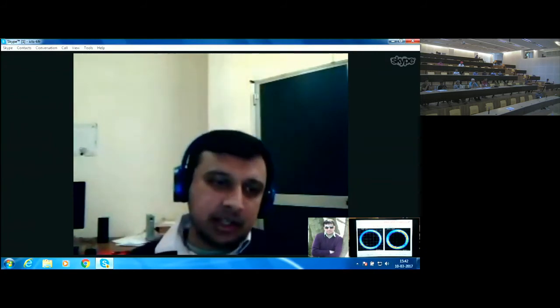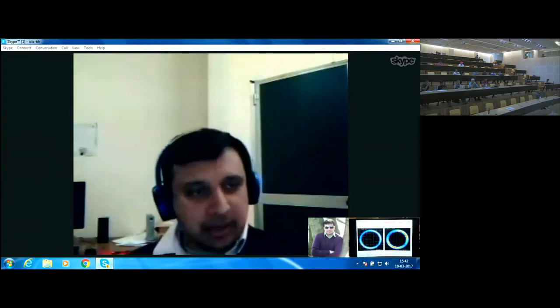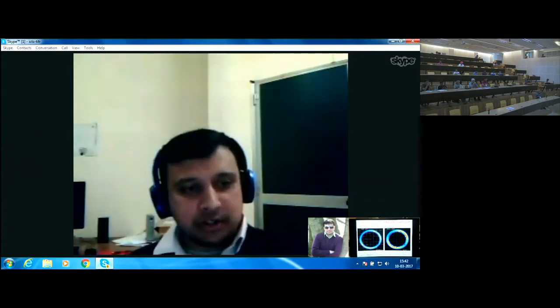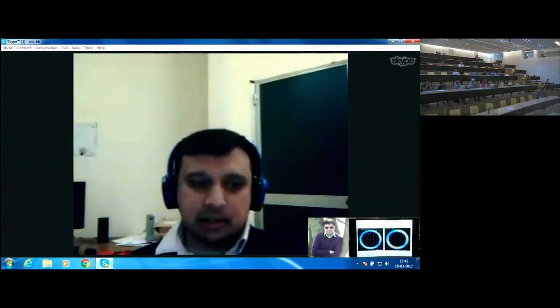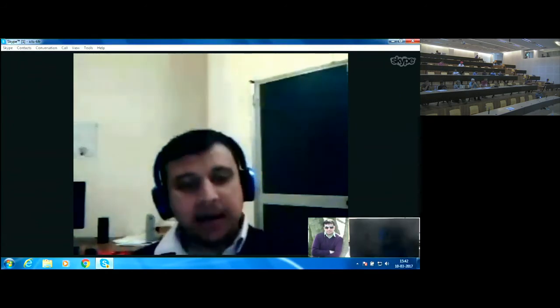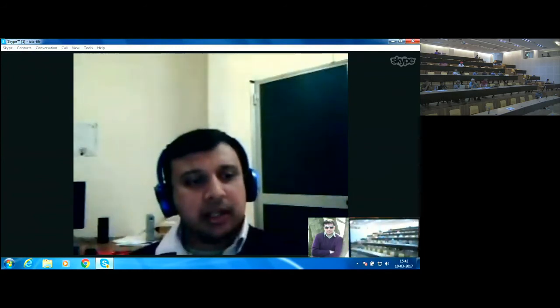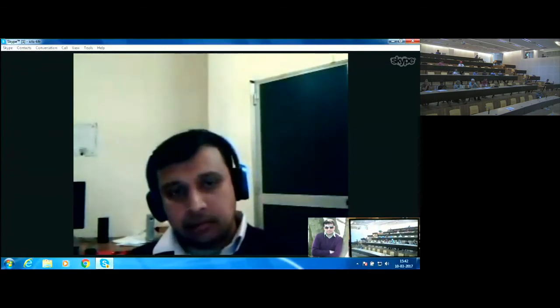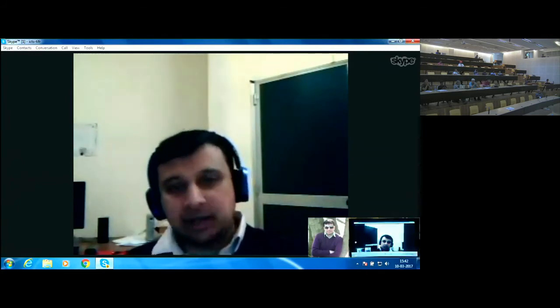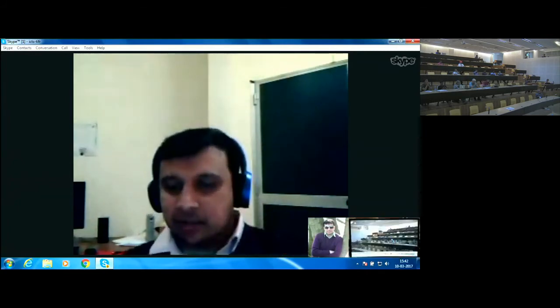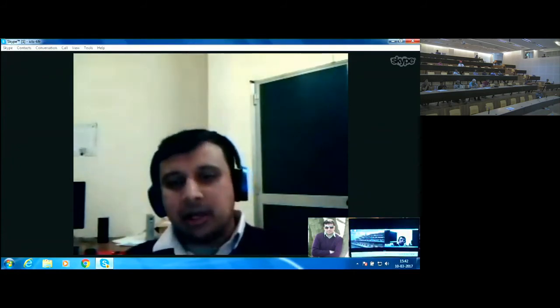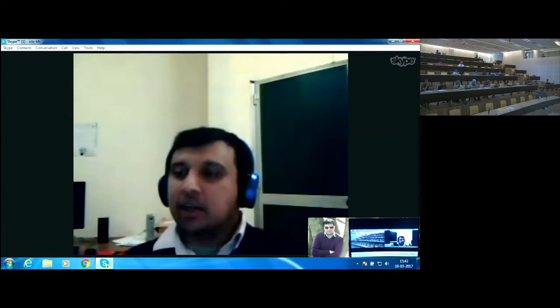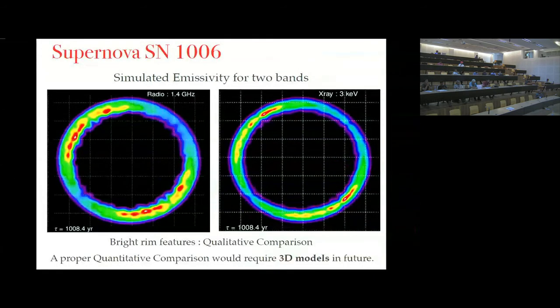In the radio emission, you see these bright rim features. Note that these are just emissivity maps and it's still in 2D, and you still see bright rim features associated with the supernova shock. Corresponding to that, you also have X-ray emission in these bright arc-like features. So in a way, our model shows some sort of qualitative comparison with the observations of the bright rims. However, in order to do a proper quantitative comparison, we would need 3D models, which is what we plan to do in future.